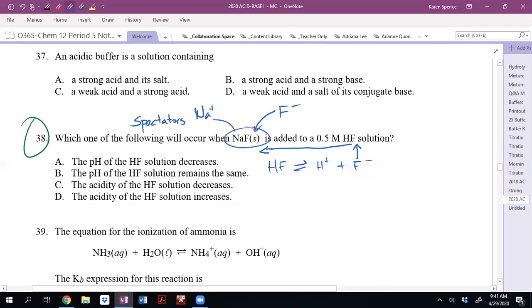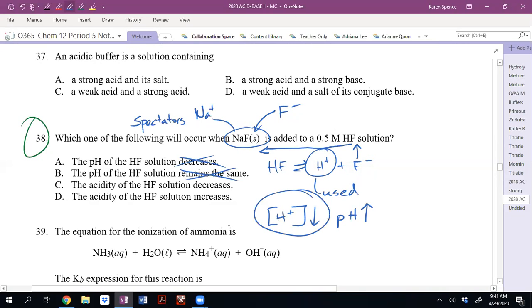And as it shifts to the left, then H plus will get used. And so the concentration of H plus is going to go down. And that means that the pH is going to go up. Okay, so we can say, no, the pH is not decreasing. That's wrong. It's not remaining the same. So we're going to have to look at acidity. And if H plus is going down, that means our acidity is decreasing. Okie dokie.